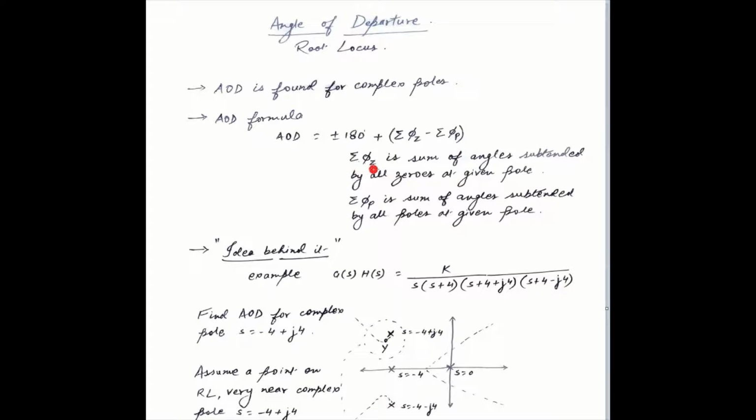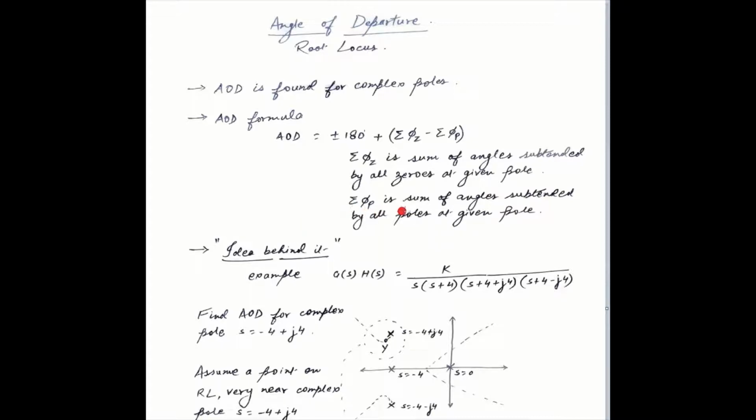Here sigma phi z is the sum of all the angles which are subtended by all the zeros at the particular given pole. Suppose you want to find angle of departure at any given complex pole, then we take the sum of all the angles subtended by all the zeros of the open loop transfer function, and those angles should be subtended at that given complex pole at which we want to find out AOD.